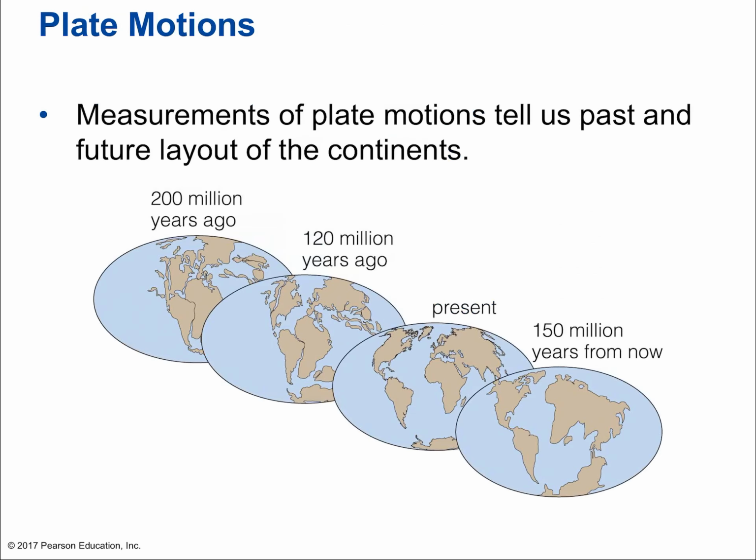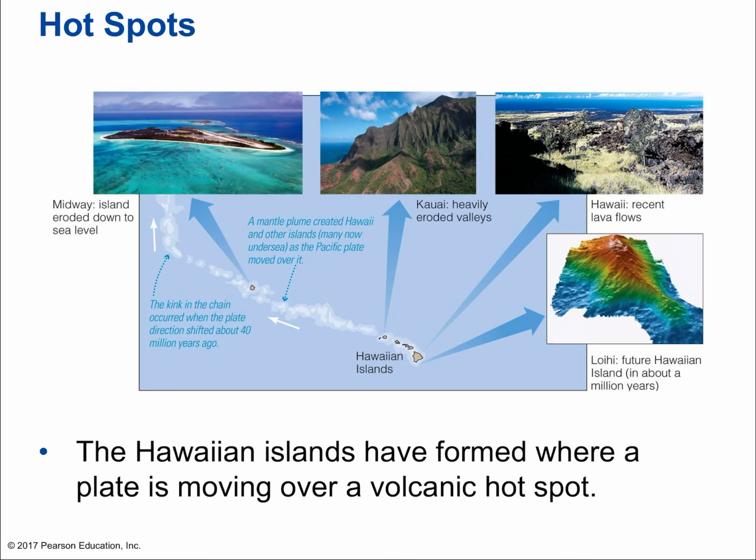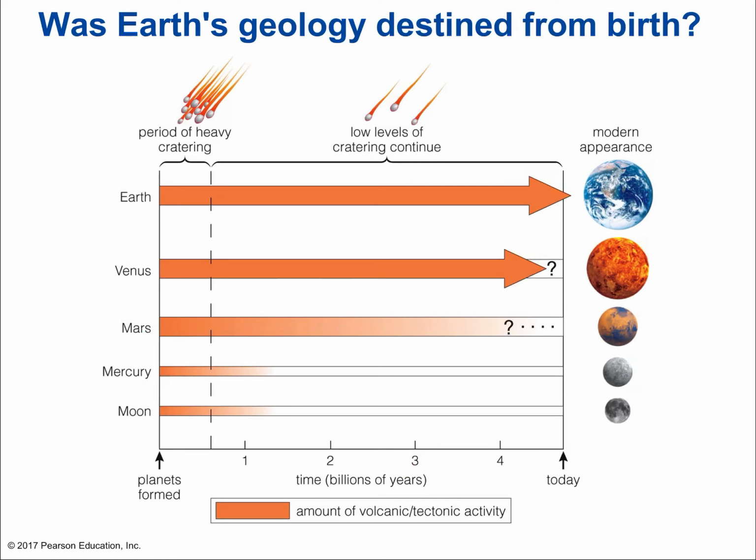So measurements of plate motion can tell us the past and future layout of the continents. 200 million years ago, the continents were arranged quite differently. And 150 million years from now, they'll be arranged differently again, with the tip of Africa being at a much higher latitude. There are also hot spots like Hawaii, where lava is boiling up from the mantle. The Hawaiian Islands have formed where a plate is moving over a volcanic hotspot, kind of like a permanent hole in the crust.